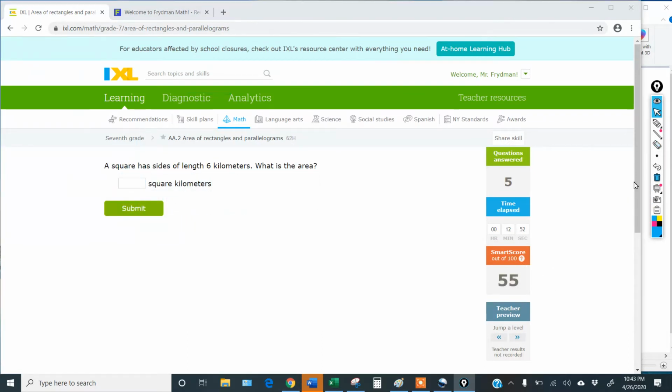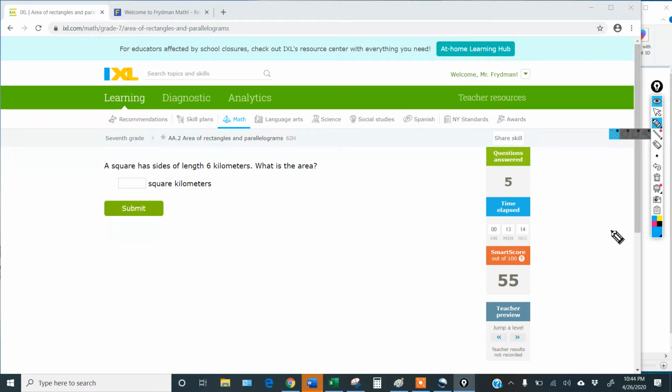Oh, they don't give you a diagram now, so you got to read carefully. A square has sides of length 6 kilometers. What is the area? Well, that's just like the last question, except written in words, without the diagram.